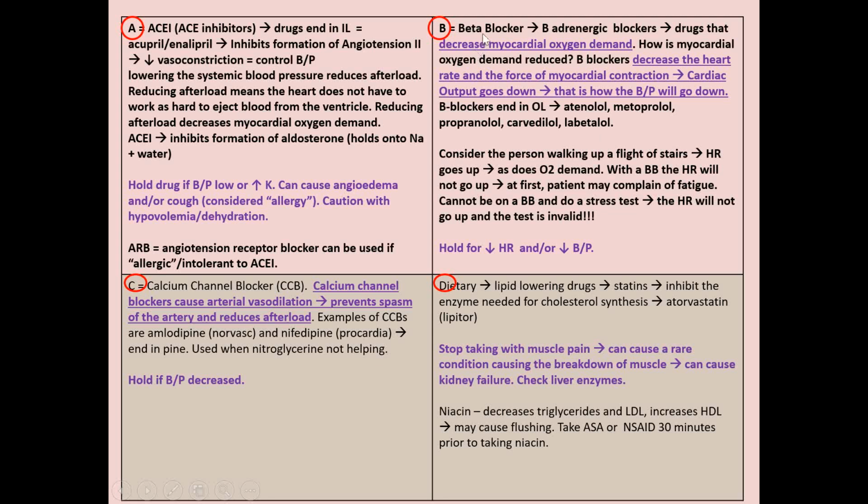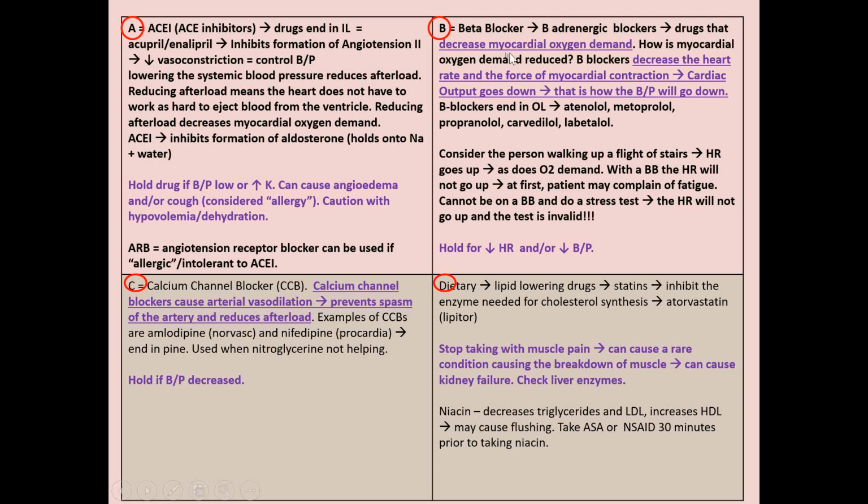Now let's talk about a beta blocker. Many of you, or most of you, know about a beta blocker. But when I ask most students how it works, everybody says, well, it lowers the blood pressure. Well, that's kind of true. It really is a little bit more than that. And this is the part you need to know. How does a beta blocker decrease myocardial oxygen demand?